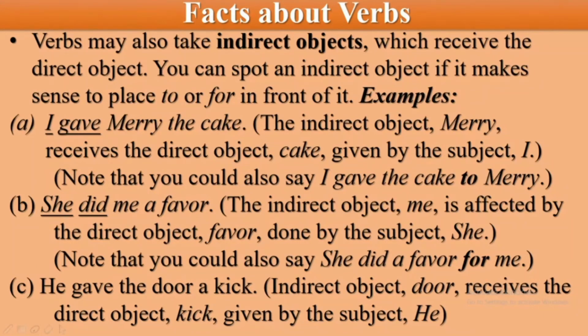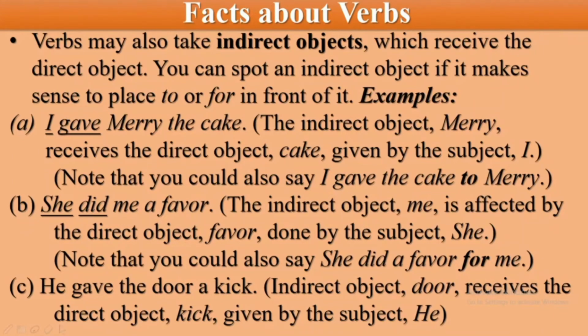This is also correct. She did me a favor. The indirect object me is affected by the direct object favor done by the subject she. Note that you could also say she did a favor for me. He gave the door a kick.